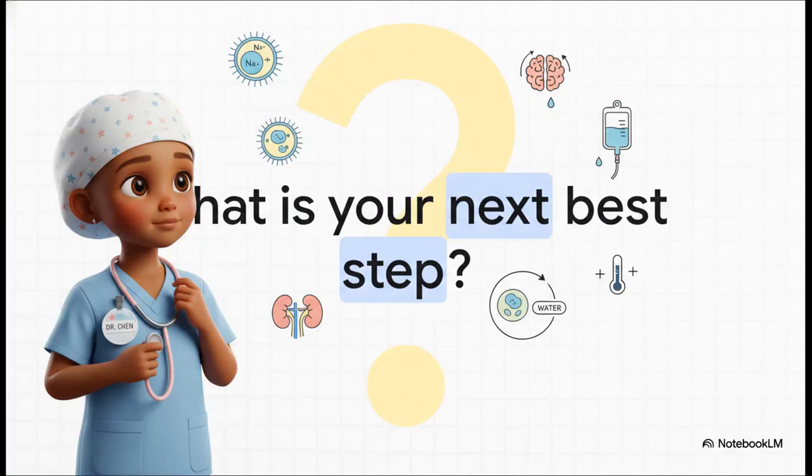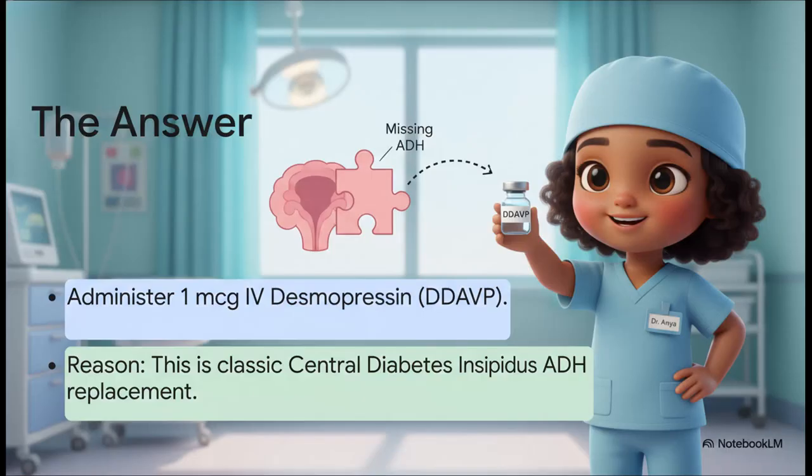So, based on everything we've talked about, what's your move? What's the single most important thing you need to do right now? Think back to the physiology. What's broken here? The answer is to give desmopressin, or DDAVP. This is a textbook classic presentation of central diabetes insipidus. The pituitary gland has been stunned by surgery and isn't releasing ADH, so the kidneys have no signal to reabsorb water. Your job is to replace that missing hormone. This is an association you absolutely have to know.